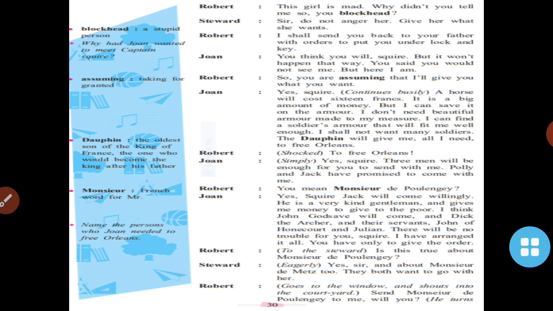Steward, sir, do not anger her. Give her what she wants. The steward is saying, sir, please don't be angry with her. Give whatever she is asking and whatever she wants.